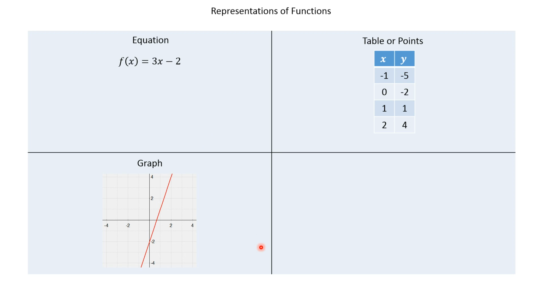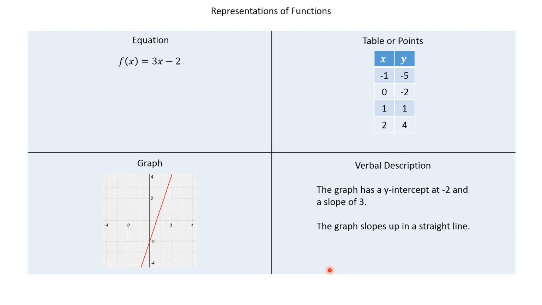And the fourth way we can represent functions, and this is the way people don't think about so much, but it's another thing that we've seen, and that would be using a verbal description. Now, the term verbal here is not verbal as in you are speaking to me. It's not verbal as in I'm going to have you describe your homework assignment. It's verbal as in using words, written words. So a description of this equation could be something like that has a y-intercept at -2 and a slope of 3. It could be something like the graph slopes up in a straight line.